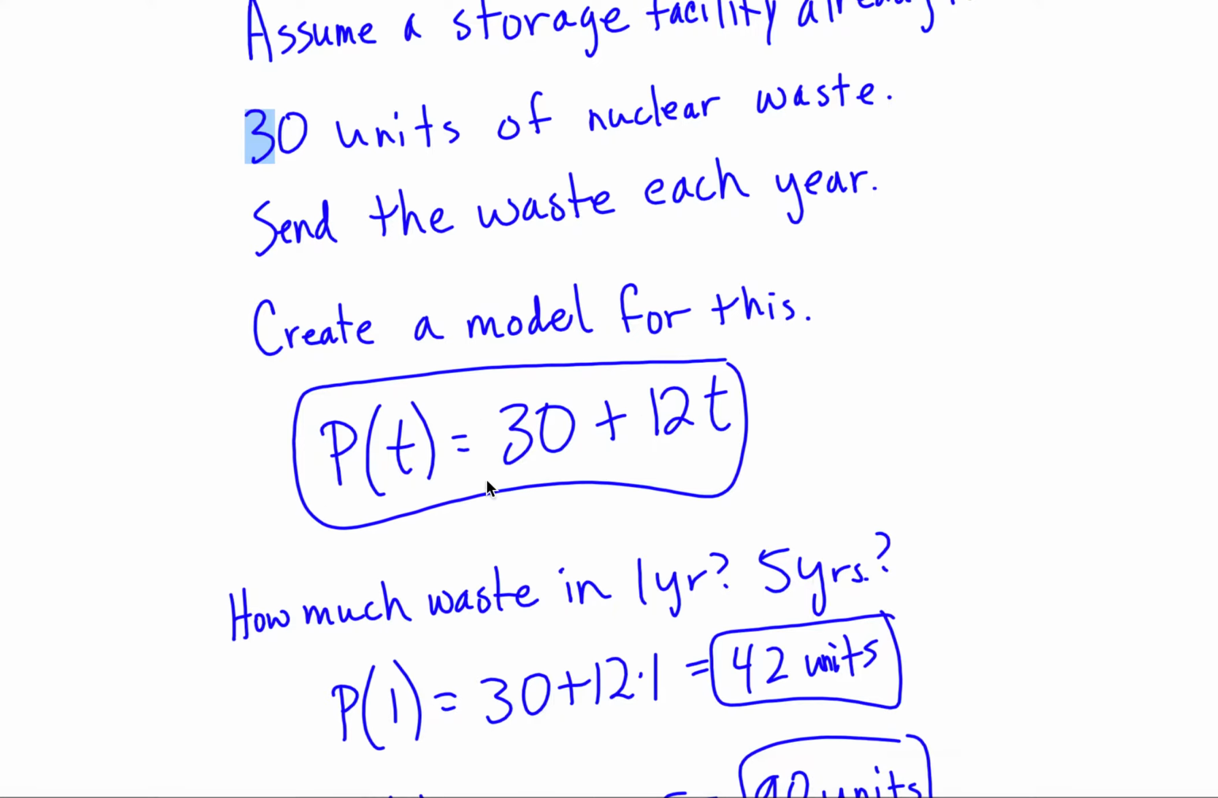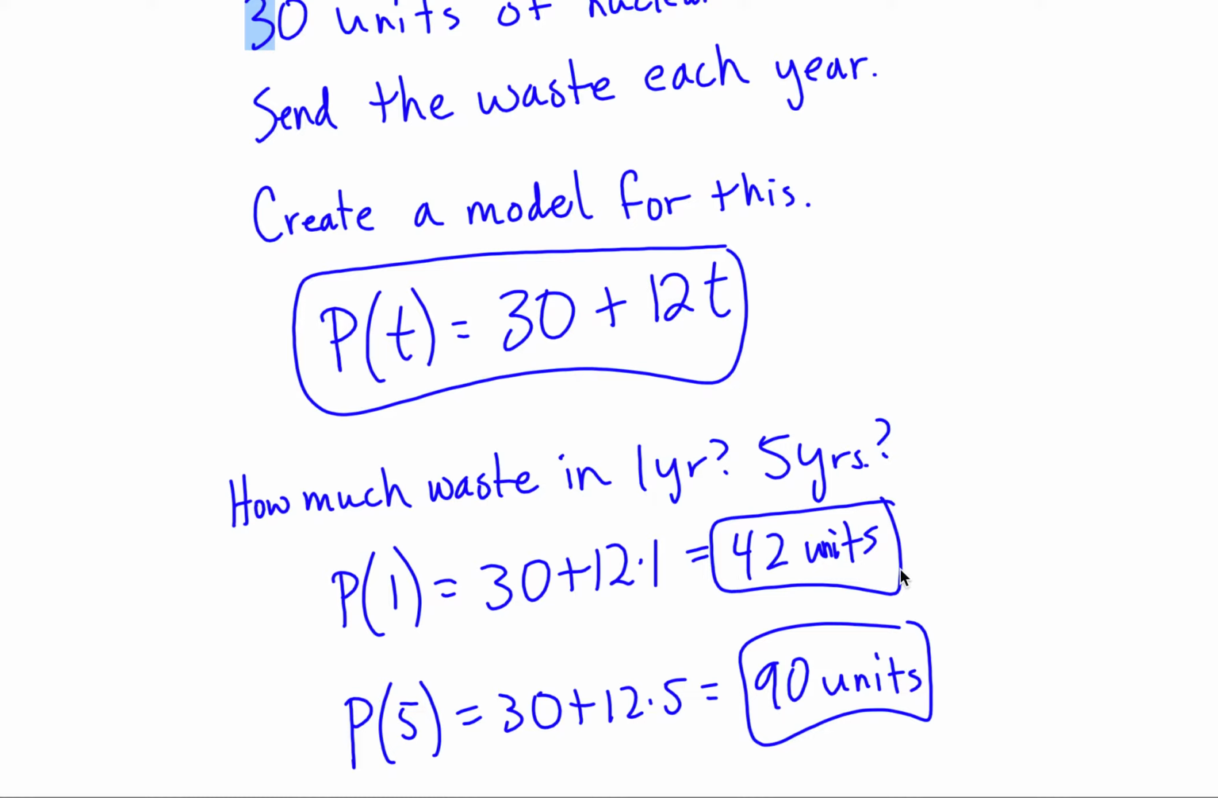What this model does is allow us to predict how much there will be in other years. So if we want to predict how much waste there will be in 1 year, we can just put 1 in for t, because these are in years. So we're going to put 1 in for t here and here because they're the same t. You can multiply together and find out this is going to be 42 units of waste after 1 year in the storage facility. Remember, we started with 30 already.